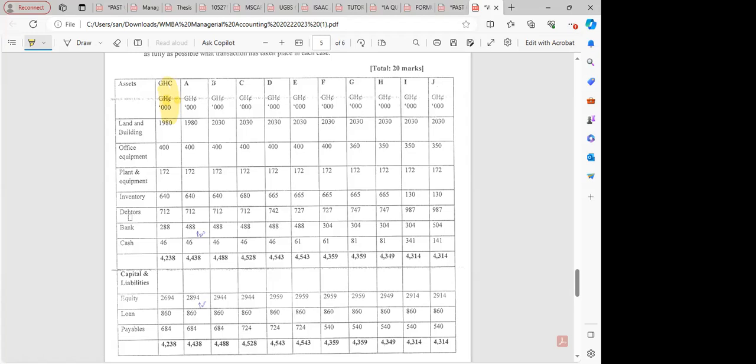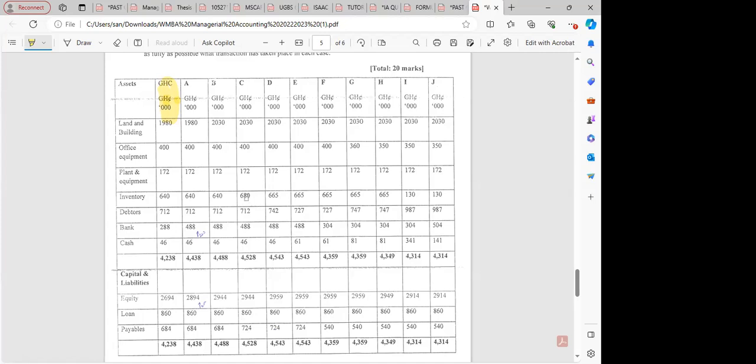Then we have debtors to be 712, and then 712. We have bank to be 488, 488. Cash is the same at 46, 46. So pay attention. The only thing that went up as part of the asset component is just inventory. Inventory went up by 40.